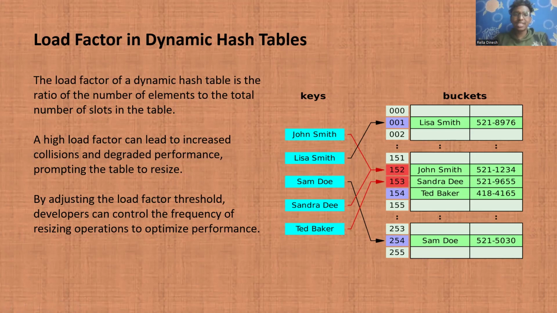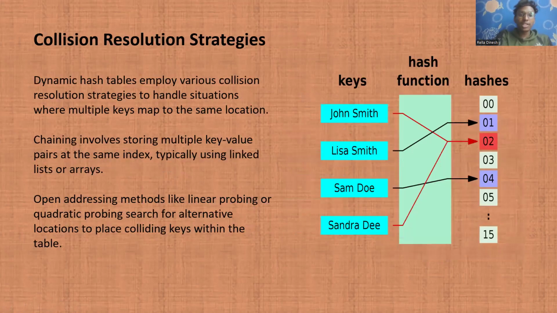This technique is called open addressing. Sorry, collision resolution strategies. Dynamic hash tables employ various collision resolution strategies to handle situations where multiple keys map to the same locations. Chaining involves storing multiple key value pairs at the same index, typically using a linked list or array.